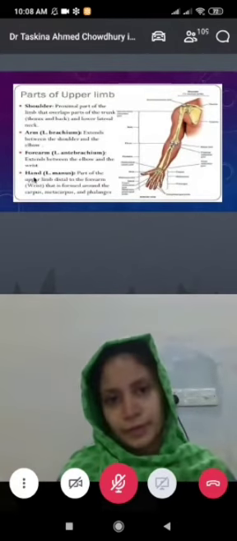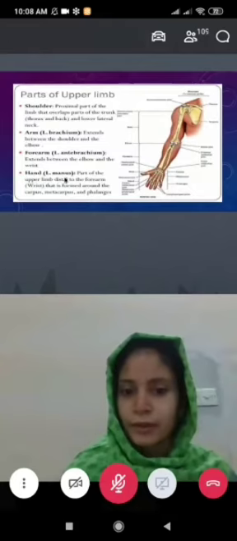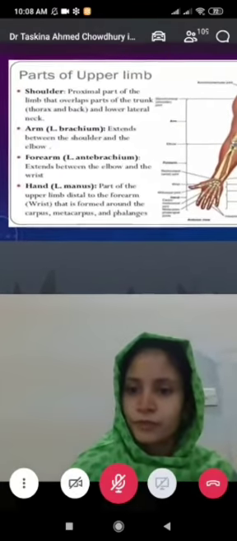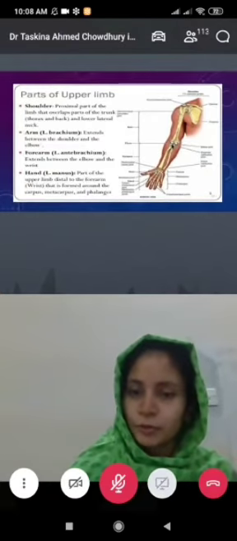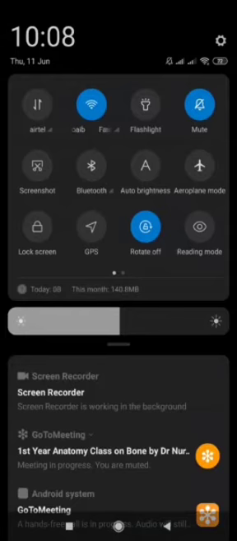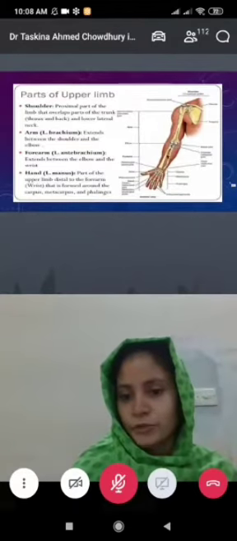What are the parts of the upper limb? Parts of the upper limb include the arm, extending from the shoulder joint to the elbow joint. Then there is the forearm, from elbow joint to the wrist joint, and from the wrist joint onwards to the tip of the fingers, it's the hand. And also there is another part called the shoulder, which is the proximal part of the limb, overlapping part of the trunk, that is, in front it overlaps the chest, posteriorly it overlaps the scapular region. These are all parts of the upper limb.